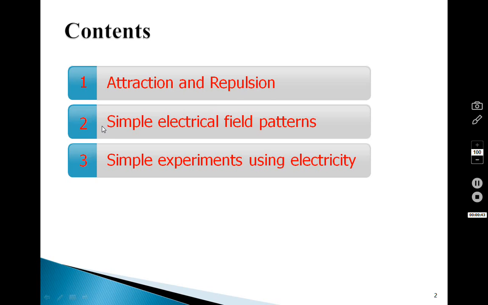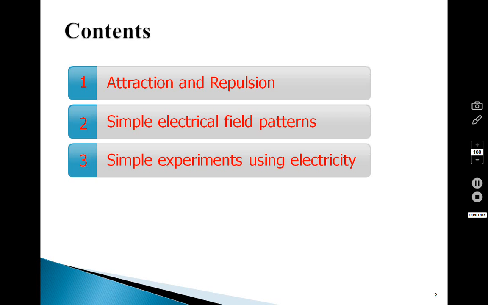Section 2 is simple electrical field patterns. We will understand what an electrical field is and how we can draw it. In the last section, we will do some experiments using electricity. We will do two or three experiments to show how electricity is distributed between materials.